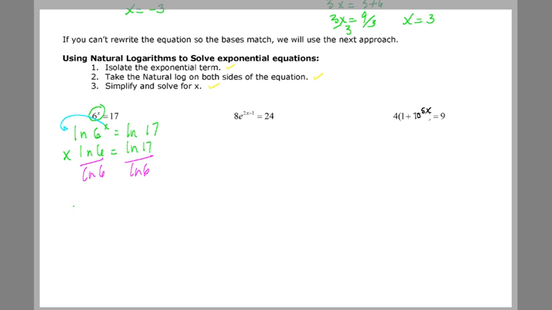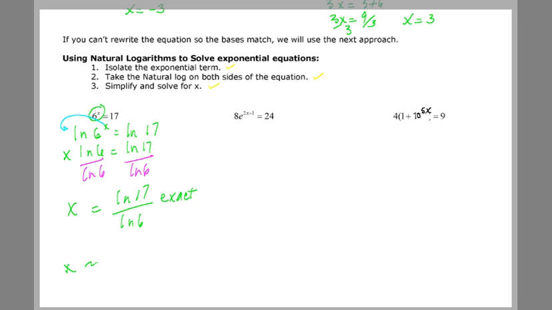ln 6 is just a number. And so it's like a coefficient on x. We can divide both sides by it and get an answer of ln 17 over ln 6. And that is what we call the exact answer using logarithms.